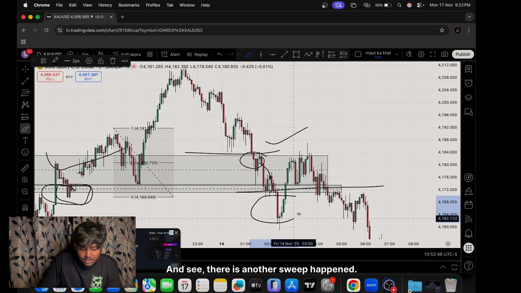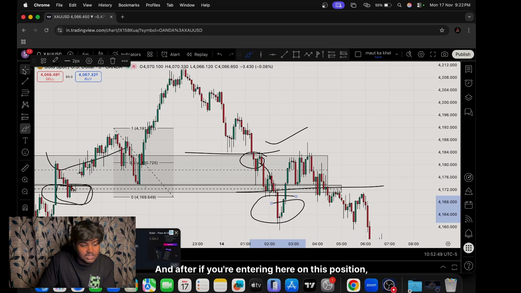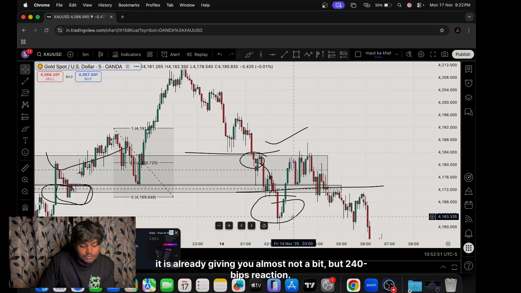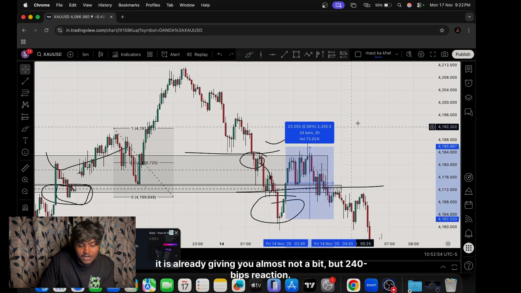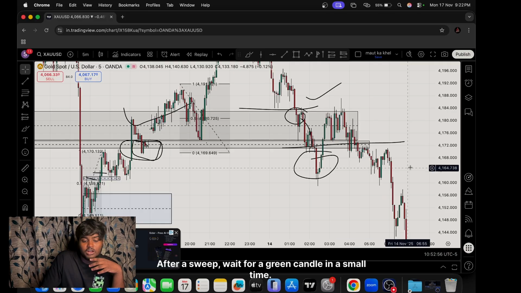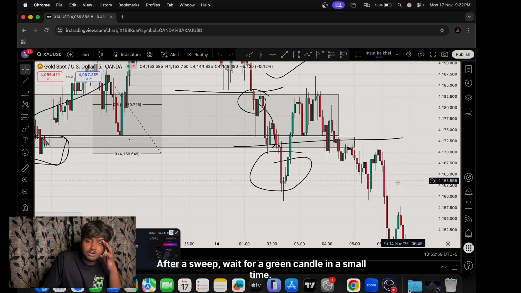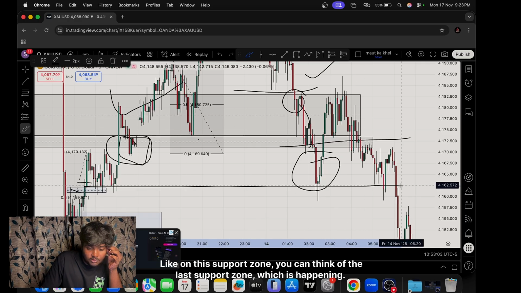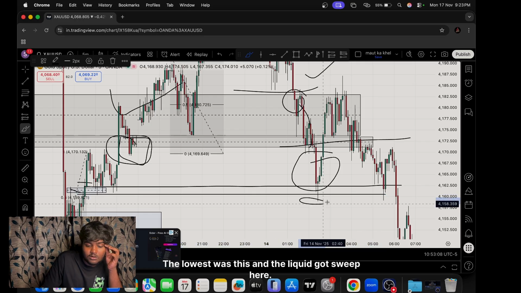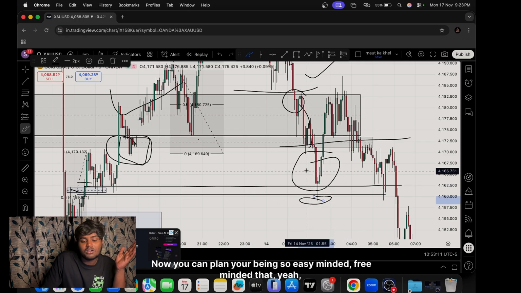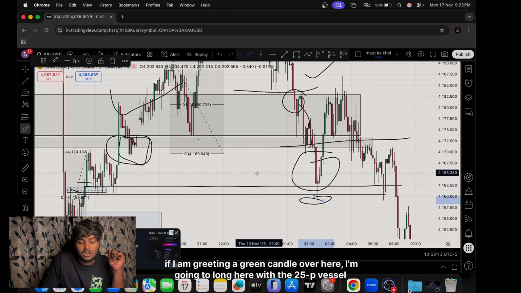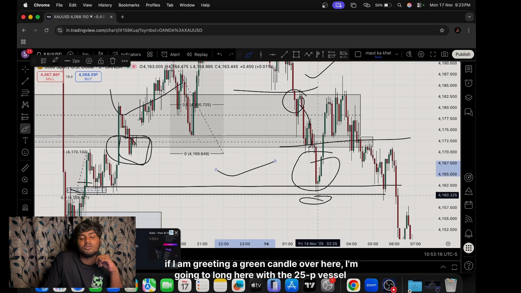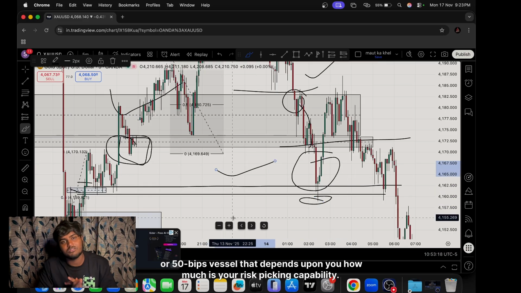And see, another sweep happened, and if you're entering here on this position, it is already giving you almost 240 pips reaction, which is good. After a sweep, wait for a green candle in a small time frame. If you go to 5 minute, you can easily spot it. Like on this support zone, you can think of the last support zone. The lows were here, and the liquidity got swept here. Now you can plan, easy minded and free minded, that if I get a green candle over here, I am going to long here with a 25 pip SL or 50 pip SL. That depends on you, how much risk you can take.